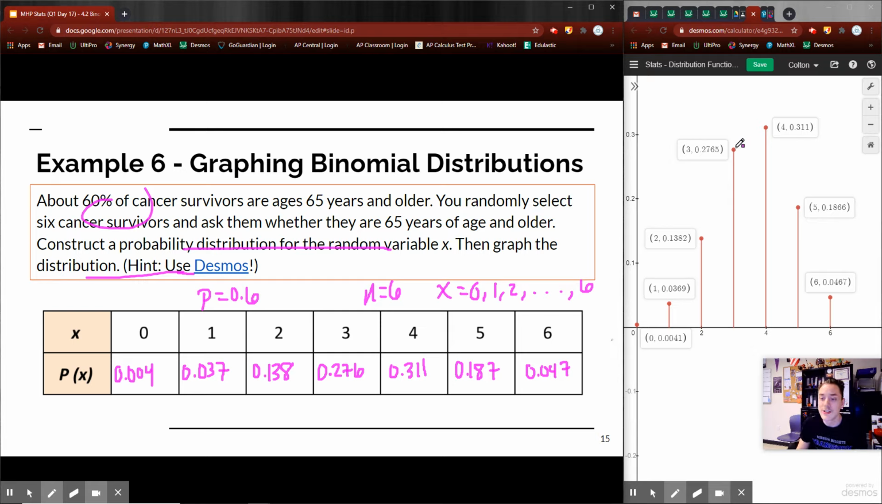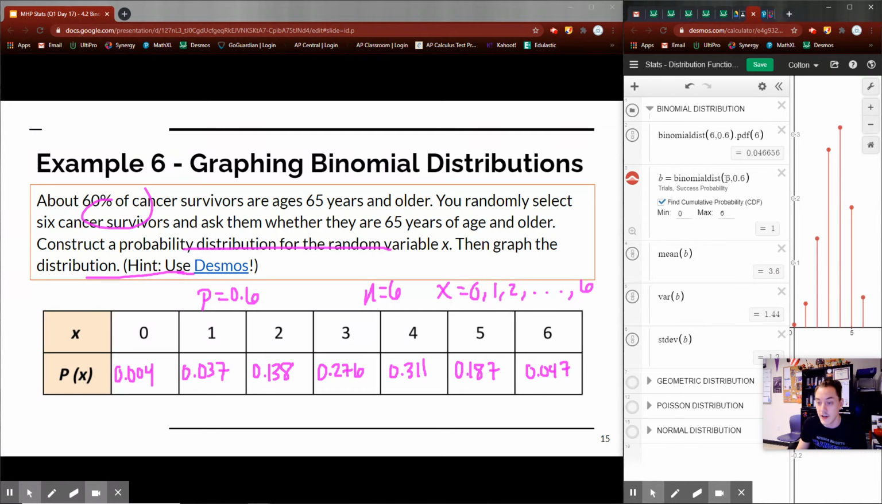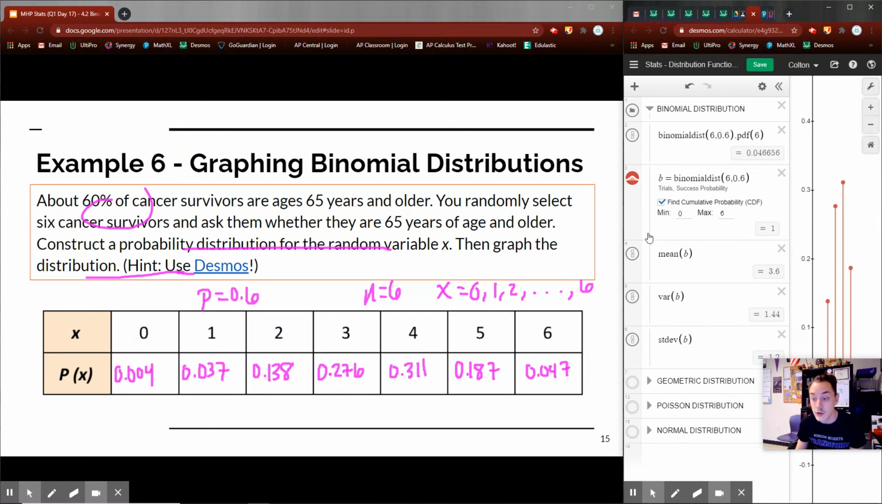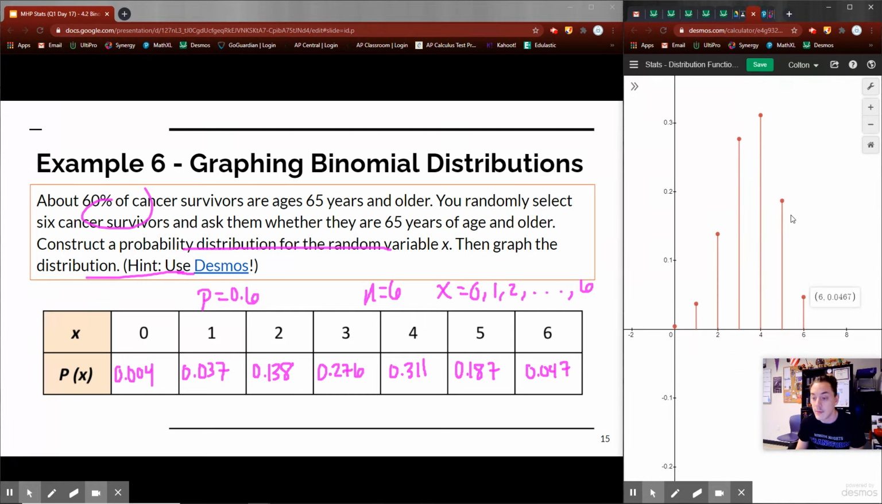All you had to do is just select the CDF right here, go from 0 to 6, graph it, zoom up a little bit, and then move over. And then boom, you have all your answers right there. You could have just done that from the very beginning. That's cool. I mean, literally, it gives you the answers. That's awesome. It helps you, right?